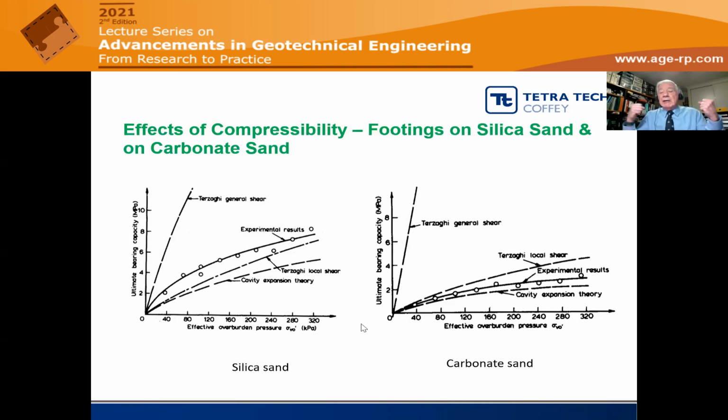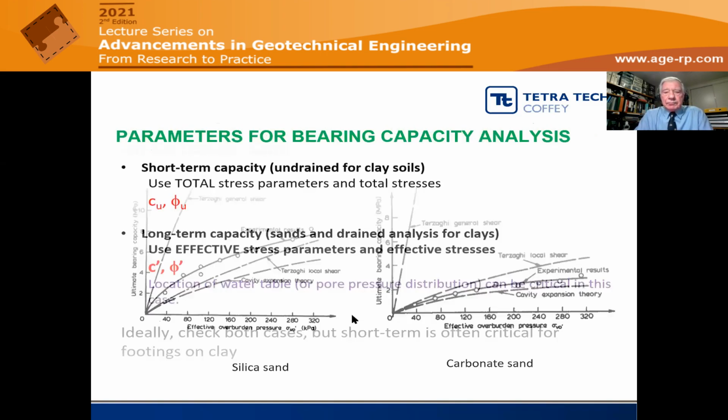And it turned out that the compressibility of that calcareous sand was much greater than the silica sand, and that influenced the bearing capacity. And just as a matter of fact, it turned out that if you use Terzaghi's theory with a reduced friction angle, the one that he suggested for local shear, then you got much closer to the actual bearing capacity that was measured. So that's something, and again, you have to bear in mind that it isn't just the friction angle of a sand that is important, it is also how compressible it is.